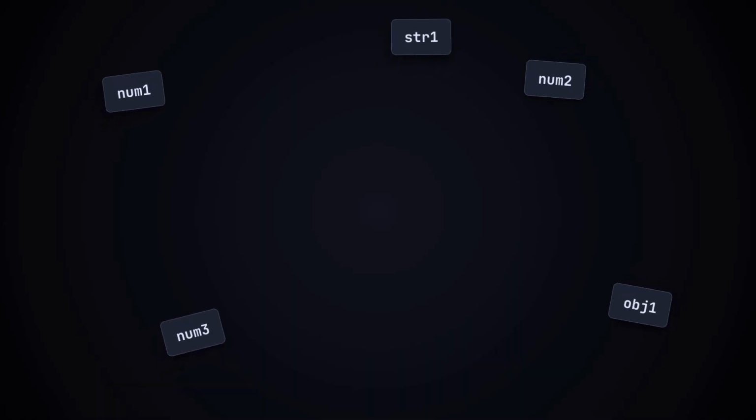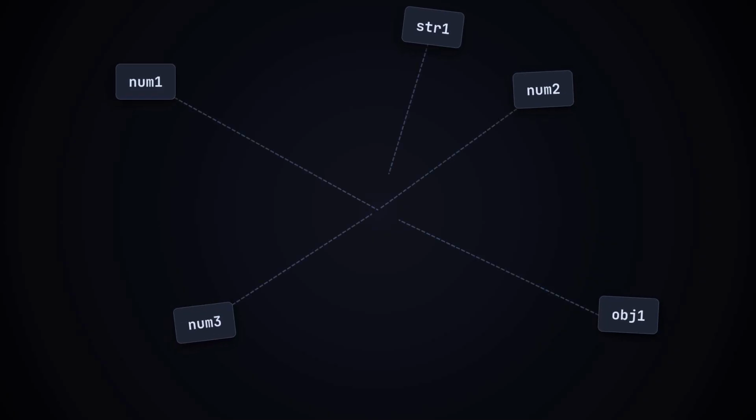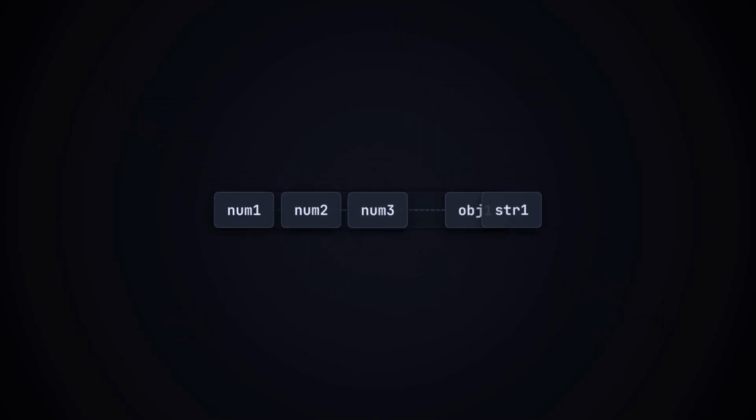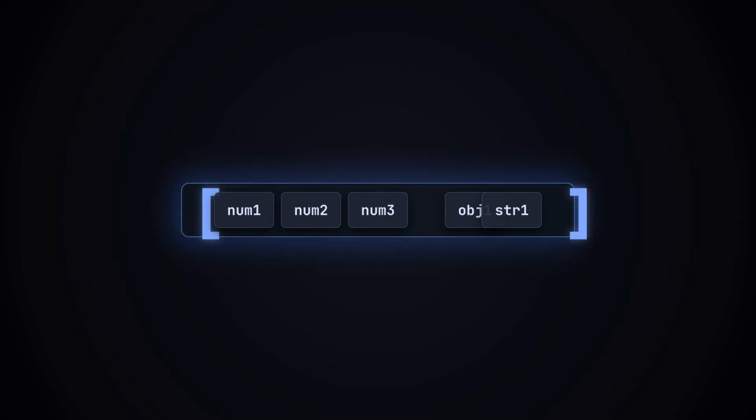As your programs grow, managing individual variables quickly becomes messy. Imagine storing dozens or even hundreds of values, one by one. To solve this, Go provides collections, starting with arrays.